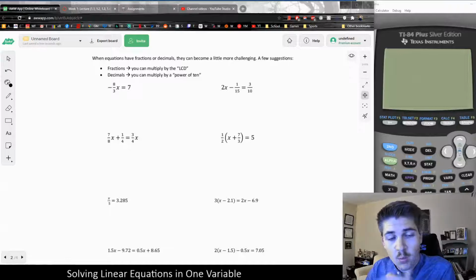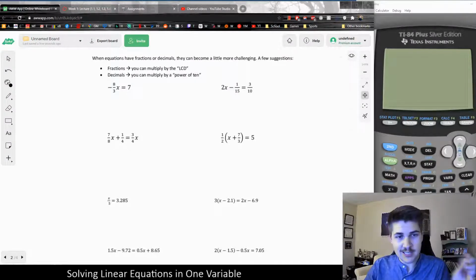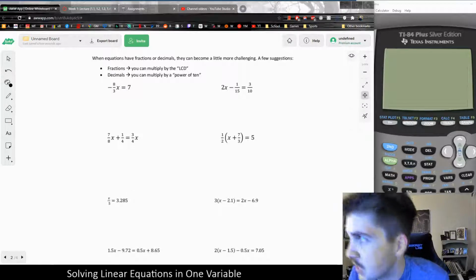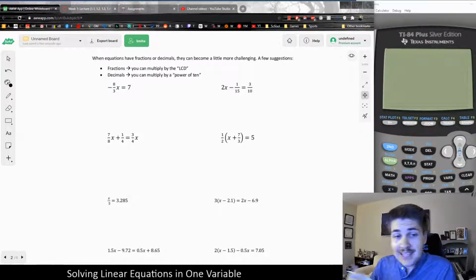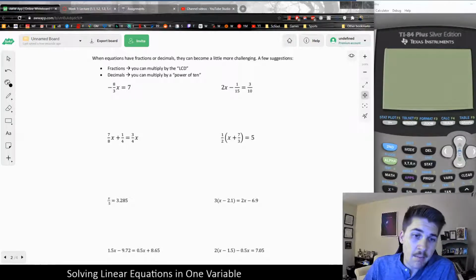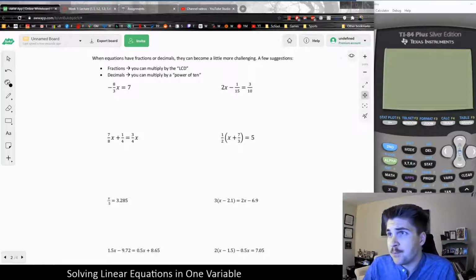Next, I wanted to talk about, well, what if the equation has fractions or decimals or more difficult types of numbers in them? And strategically, everything is exactly the same. There's just a few other tricks that we can do to make the equation easier if we want. So if we don't like fractions, we can get rid of them and not have to deal with them. But technically, you don't have to.